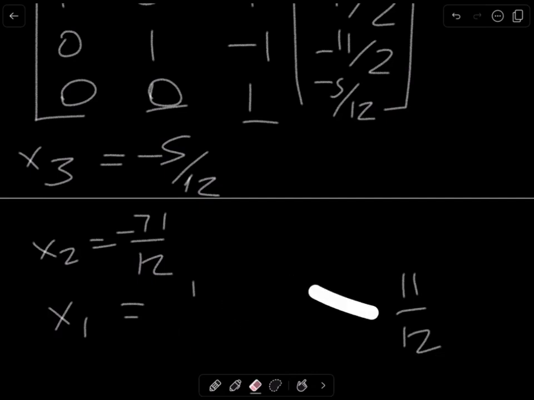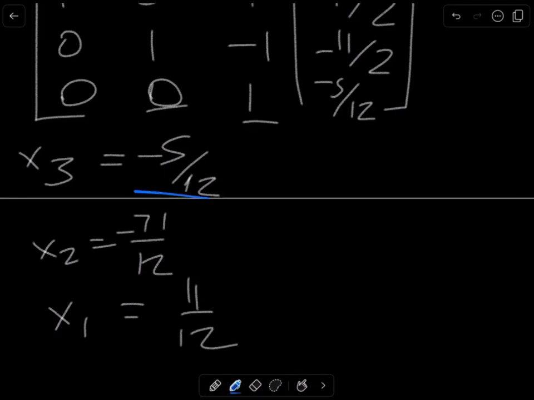There are your answers. Okay, so there's your solution. That's how you solve this example. x3 is equal to minus 5 over 12. x2 is equal to minus 71 over 12, and x1 is equal to 11 over 12.